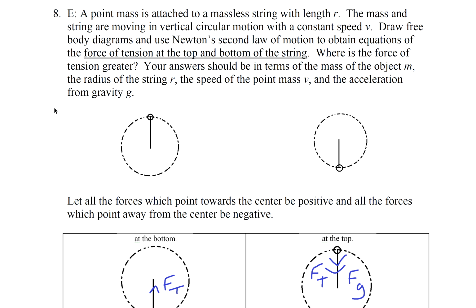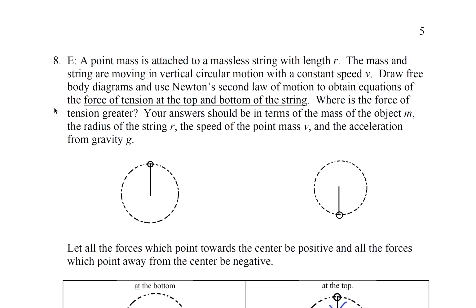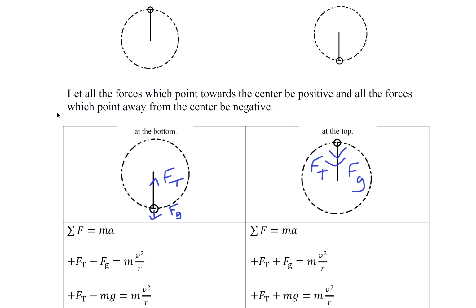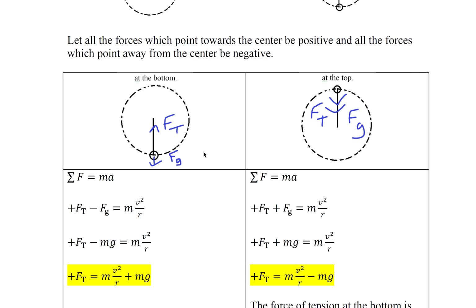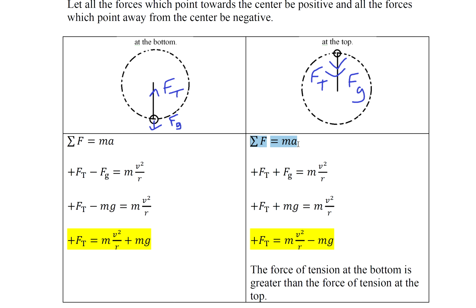So remember, this problem is telling us that this object is moving in a vertical circle with a constant speed. So, at the top, sigma F equals ma. Sigma F is force of tension plus force of gravity.